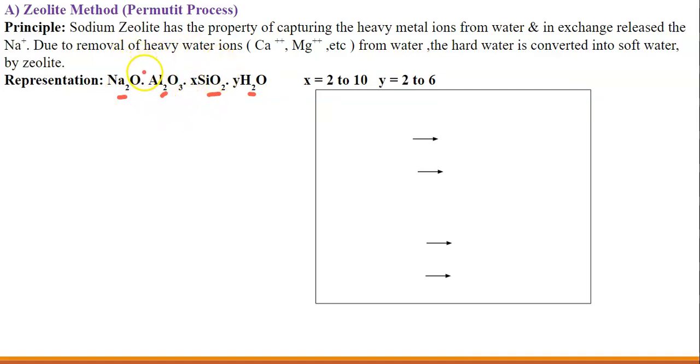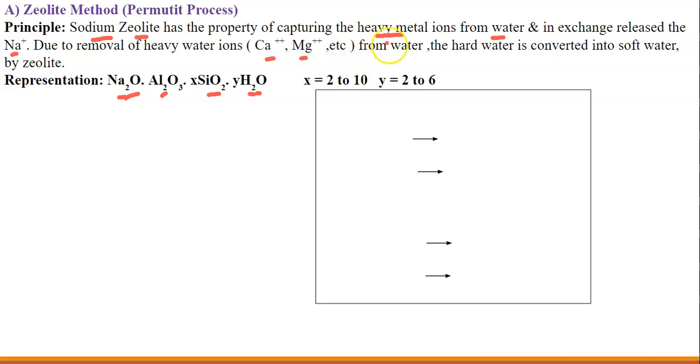So what exactly is going to happen in this process? We call it sodium zeolite because it has loosely held sodium atoms, and at the framework of zeolite we have aluminium, oxygen, and silicon atoms. Also it has water of crystallization. It has the property of capturing heavy metal ions from water and in exchange releasing Na+ ions. Since Na+ ions are loosely held, they can easily be exchanged with metal ions like calcium or magnesium which are present in water.